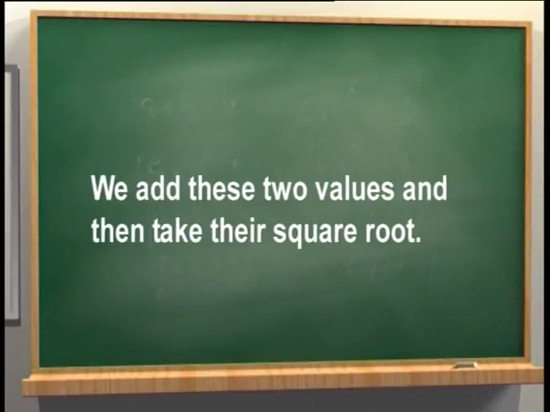The top part of the formula is easy to compute. Just find the difference between the means. The bottom part is called the standard error of difference. To compute it, we take the variance for each group and divide it by the number of people in that group. We add these two values and then take their square root.